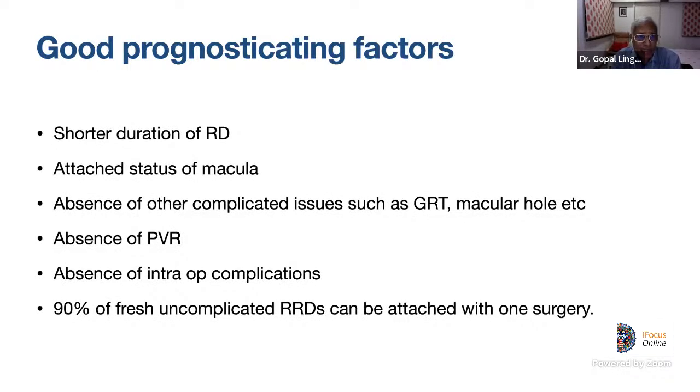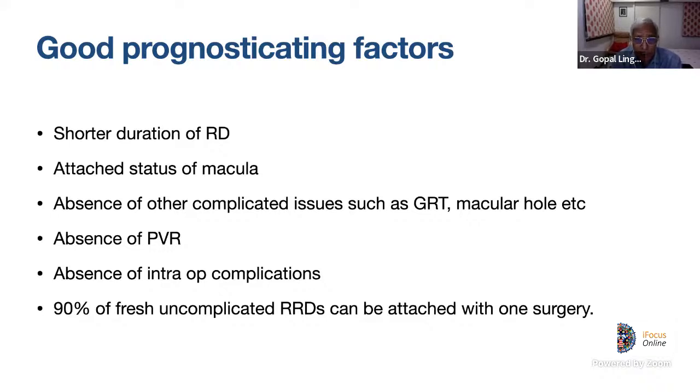So the last slide: good prognosticating factors are short duration of detachment, an attached status of the macula, or a macula which is detached for not more than a few days. People have seen that beyond a week, the visual recovery is less. So in less than a week, the chances of good recovery are still there over a period of 5 to 6 months. They can get back 6/6 vision.